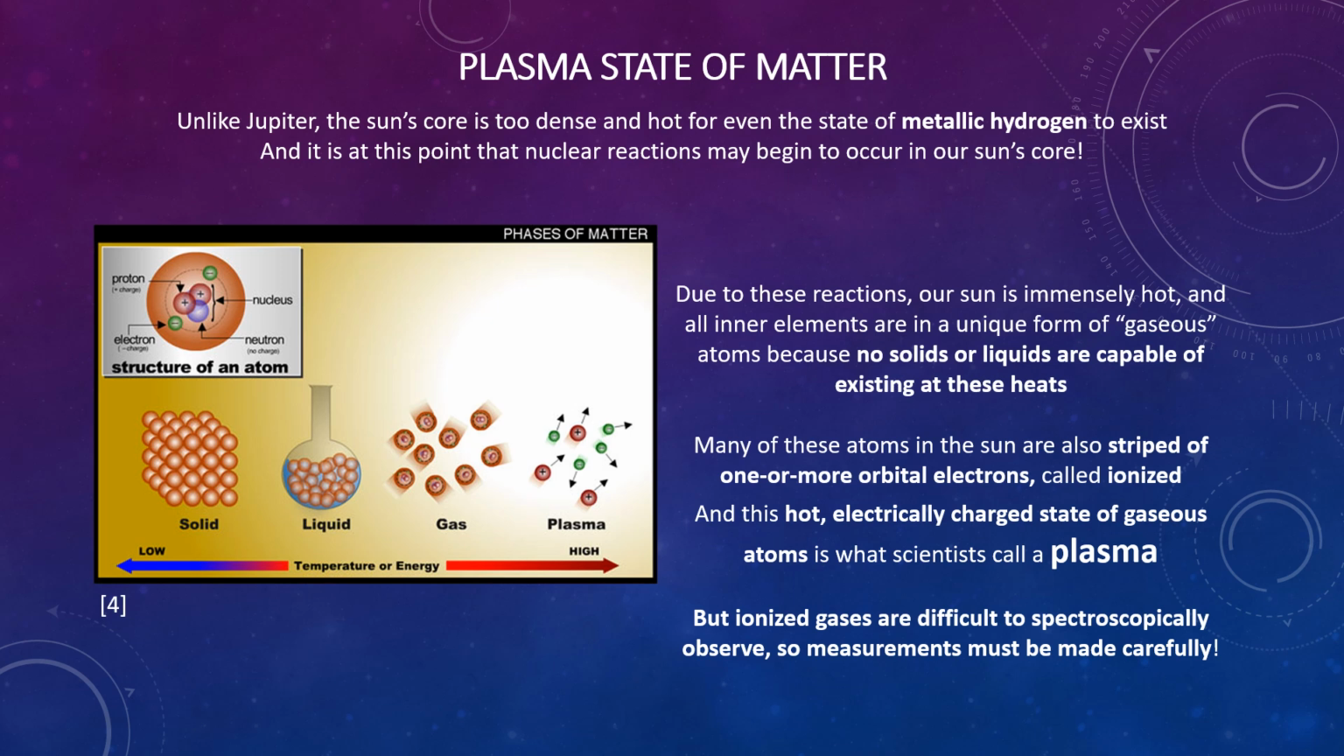Many of the electrons that would normally be bound to the nuclei of the atoms have been stripped away from their nuclei and are flowing freely around. And this is a state known as ionization. The gas is ionized. And this hot, electrically charged state of gaseous atoms is what scientists call a plasma.